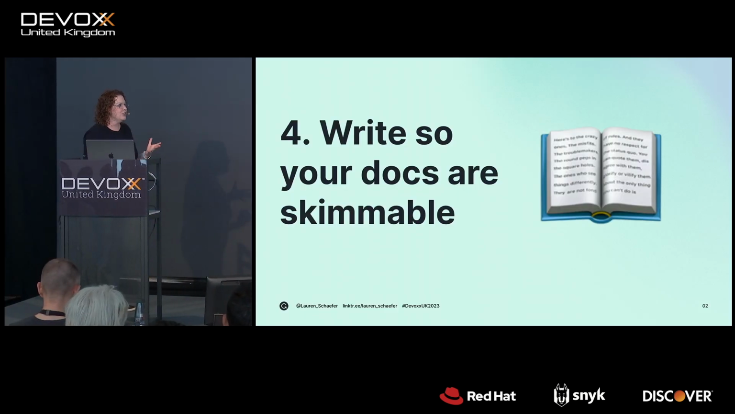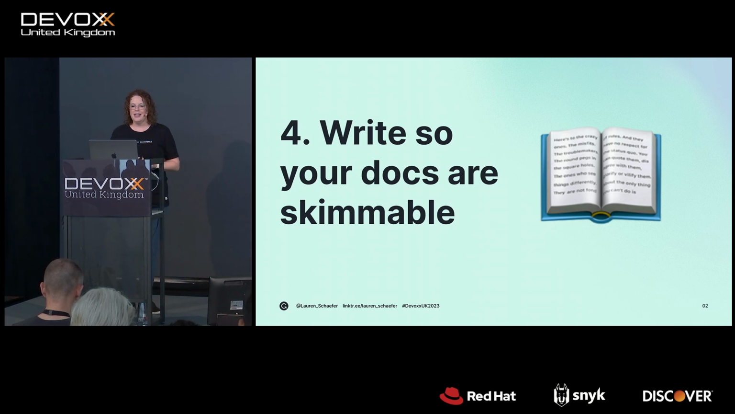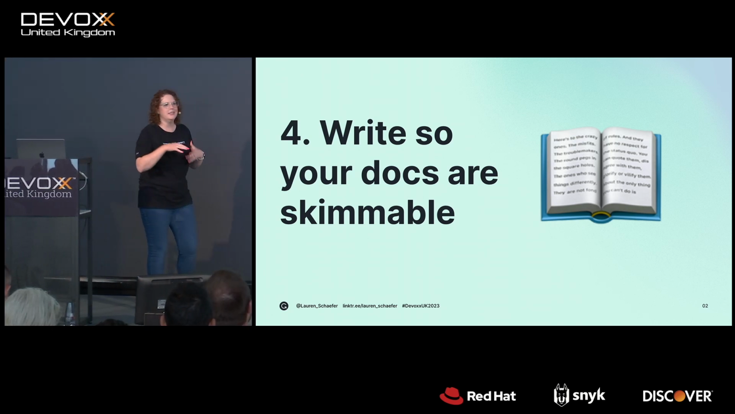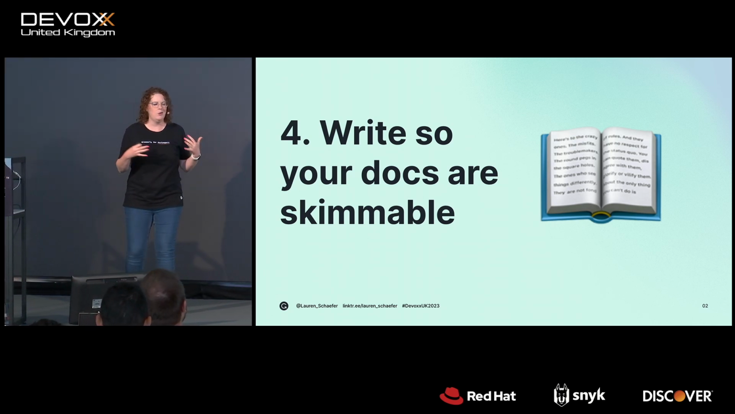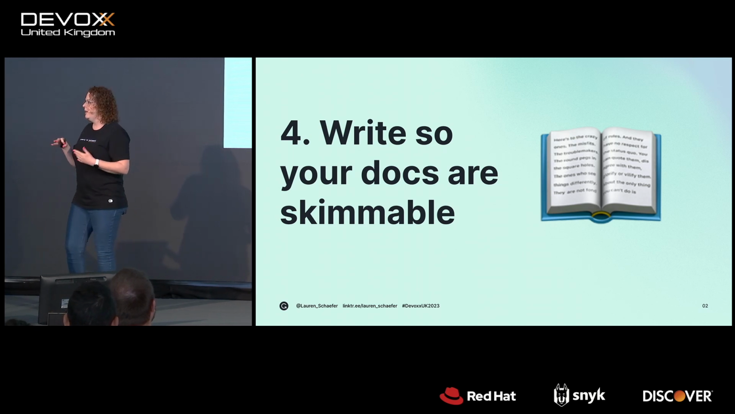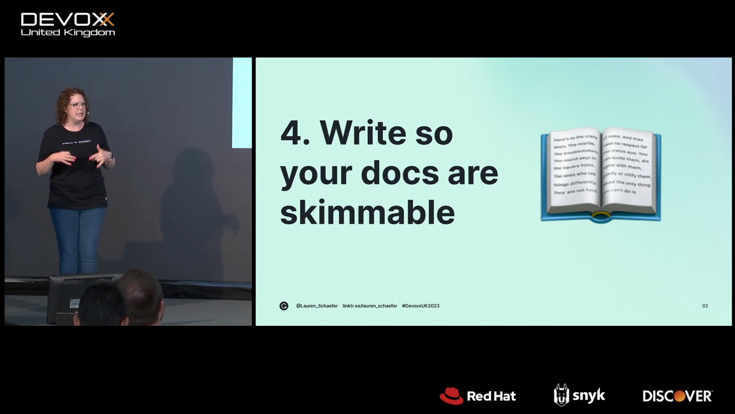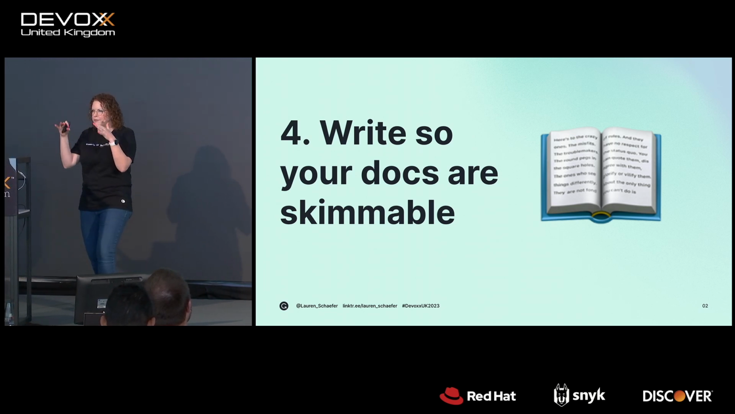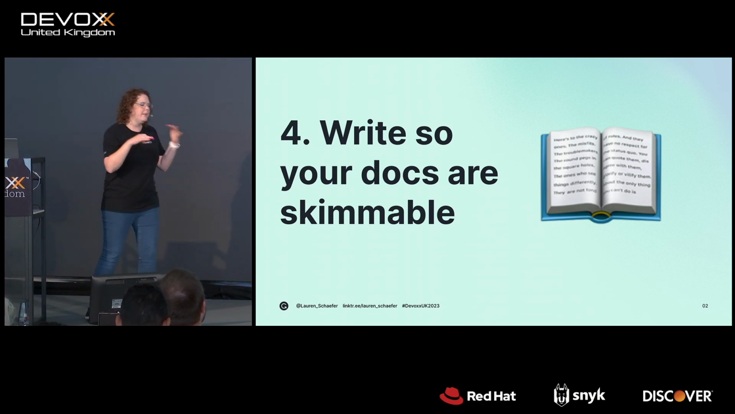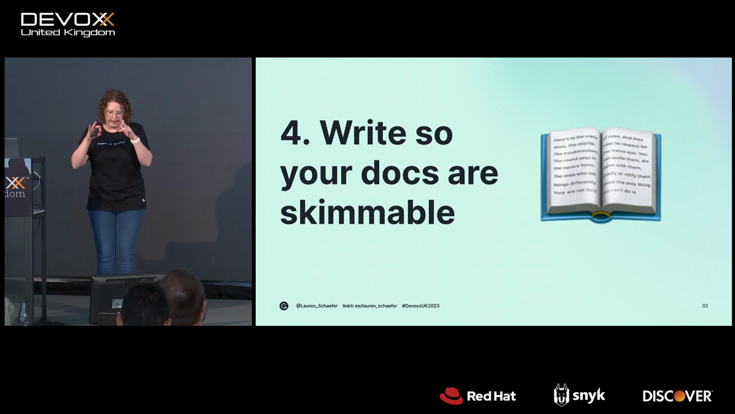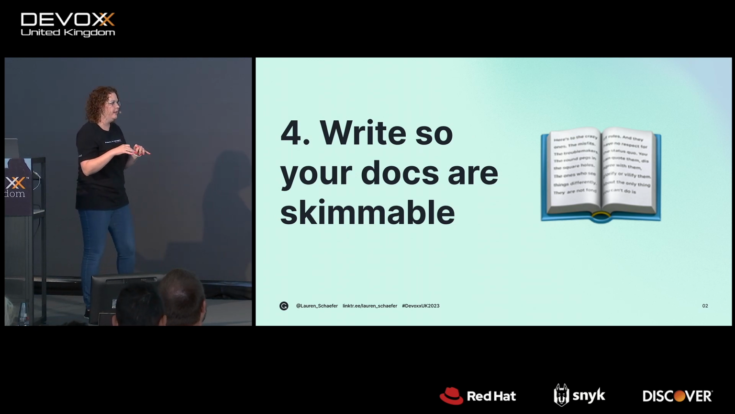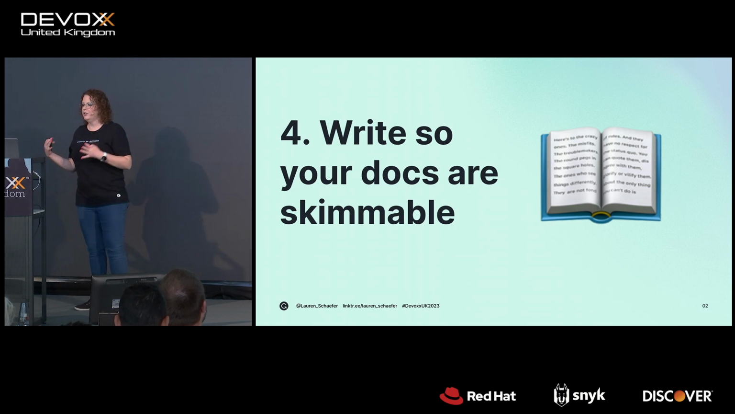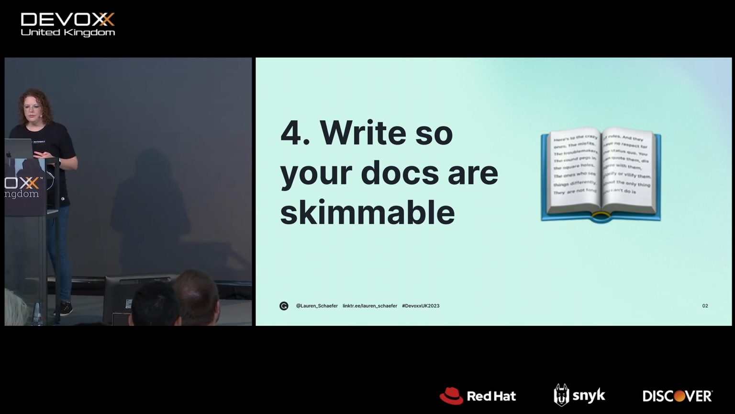So write so your docs are skimmable. People are going to rarely read the entire set of documentation from start to finish. Instead, they're going to go to Google, see if they've got a page. Maybe that's not quite it. They're going to go to a different page. Maybe they're going to Control F in the table of contents in that navigation bar. They're going to use search. They're going to jump around. They're going to look for the heading. Is this right? Maybe not. Maybe this heading is right, and I'm going to read it, and I'm going to find the information I need. So it's really important to write so your docs are skimmable.